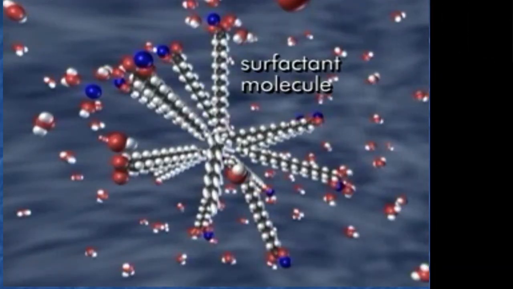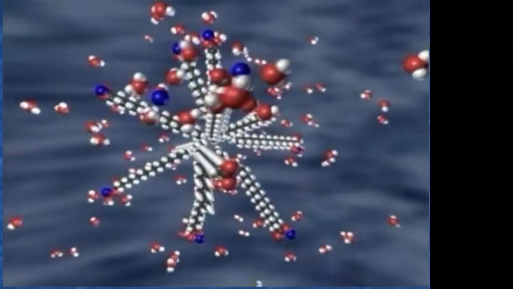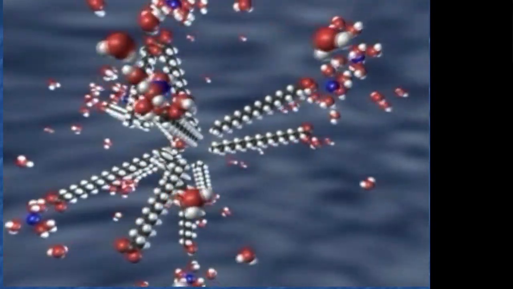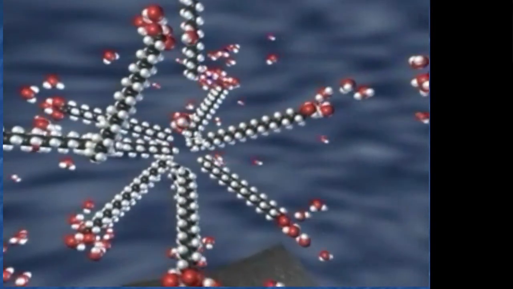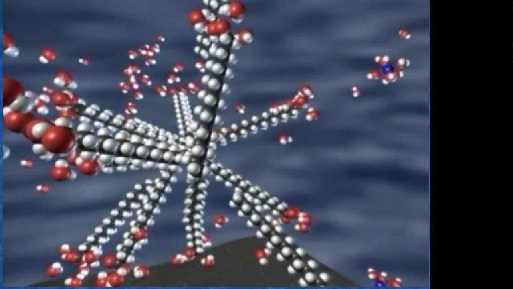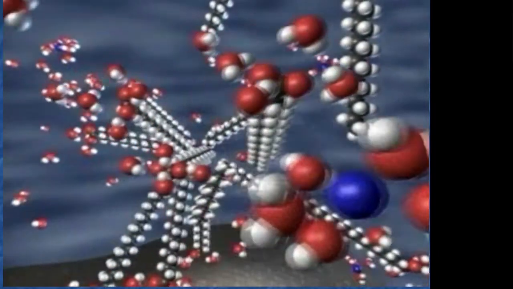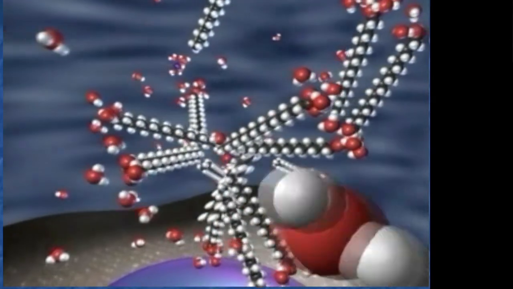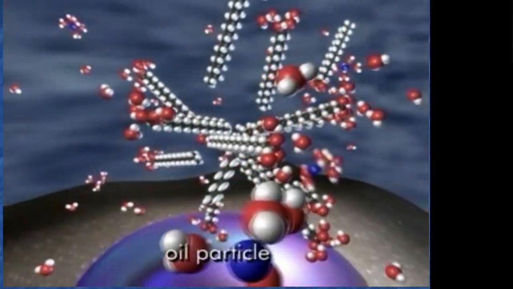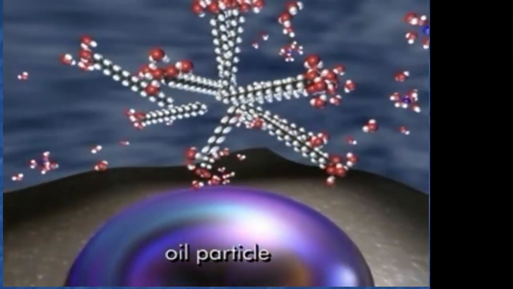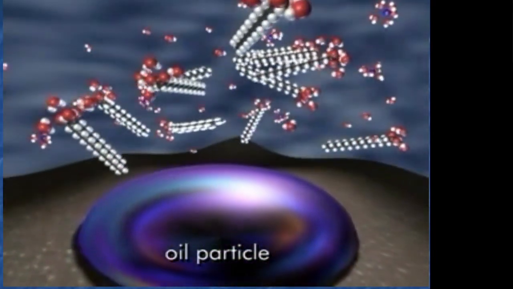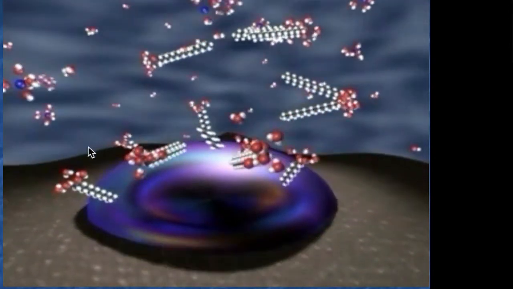Surfactant molecules exist in aqueous solution as micelles, clusters of surfactant molecules. The long nonpolar chains of the surfactant molecules are pointed inward, and the polar charged end groups point outward into the water. In solution, water molecules interact with the polar negatively charged ends of the surfactant molecules and with the sodium cations that provide charge balance. When a microscopic oil particle on an item of clothing is exposed to this solution and there is agitation, the surfactant molecules become embedded in the oil droplet through the hydrophobic, oil-loving hydrocarbon chain part of the molecules.